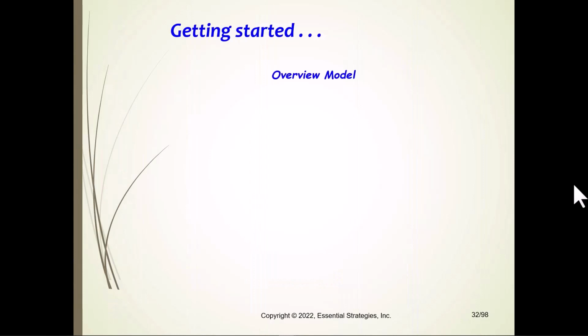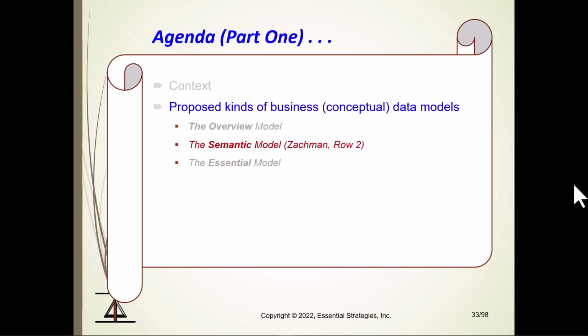Getting started. The overview model is about the executive, which is concerned with the identity of the business, basically in terms of business concepts, and the vehicle is a sketch, maybe a whiteboard sketch, of a simple entity relationship model. Section 2, row 2, is the semantic model.